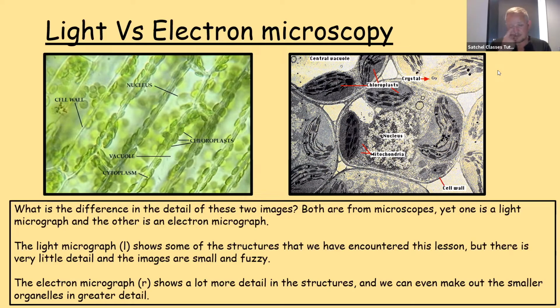The electron micrograph on the right shows a lot more detail. We can make out individual features of these structures. So if you look, you can see that the chloroplasts have that kind of banding pattern on there. You can see the nucleus, and you can see the nuclear pores that are present on the surface of it. You can see the cell wall, and you can actually see the thickness of the cell wall. So the electron micrograph allows us to see a lot more smaller organelles in a lot more detail, as they magnify more.